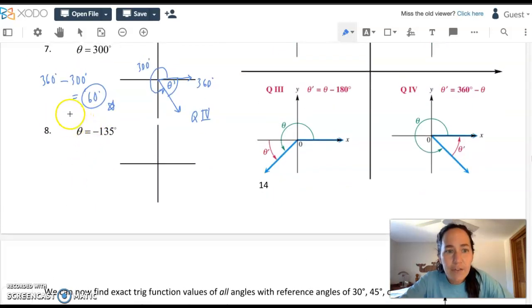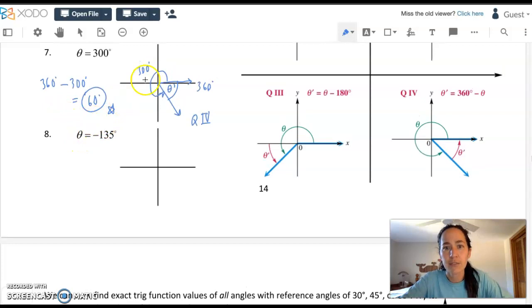How about negative 135 degrees? Let's practice drawing a negative angle now too. Well, you can always start in standard position, positive x-axis. Let's go clockwise instead of counterclockwise because of that negative angle measure. And we're coming 135 degrees. So we're going 135 degrees clockwise.